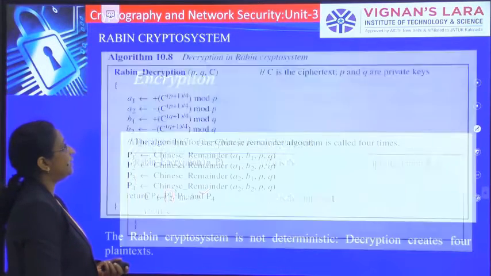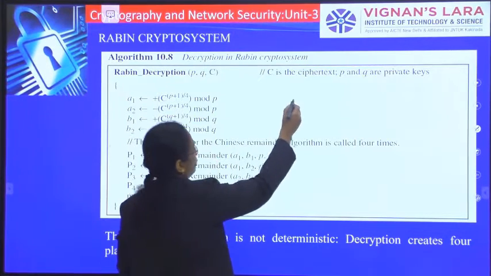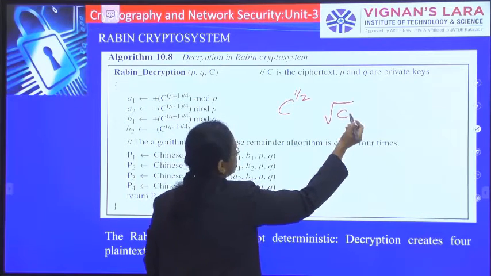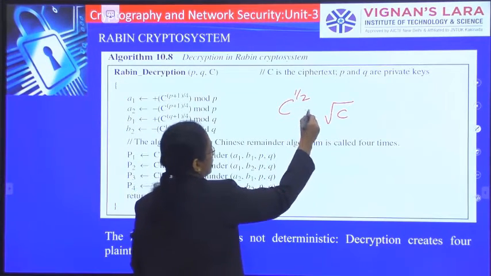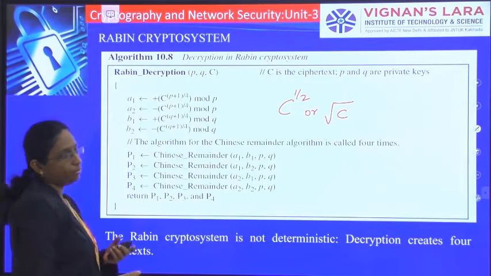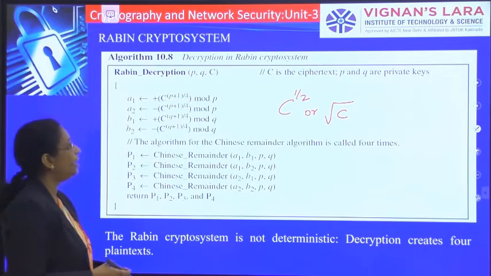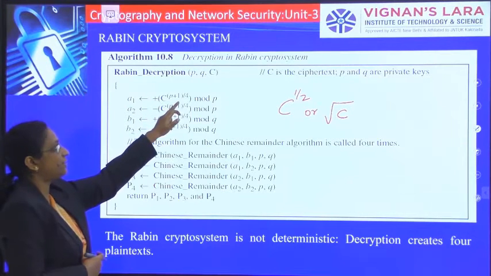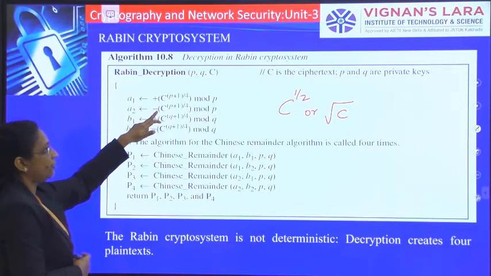Similarly for the decryption process. We have already said that decryption is the square root, C to the power of 1 by 2, or the square root of C. Since it is a square root, we will have roots in plus and minus. For taking that square root, they have used the exponent P plus 1 by 4, so instead of directly taking the square root, they have taken it in this form.